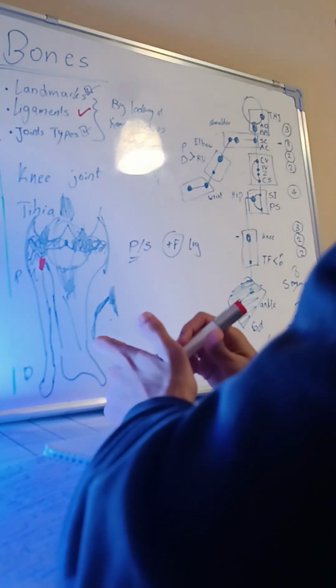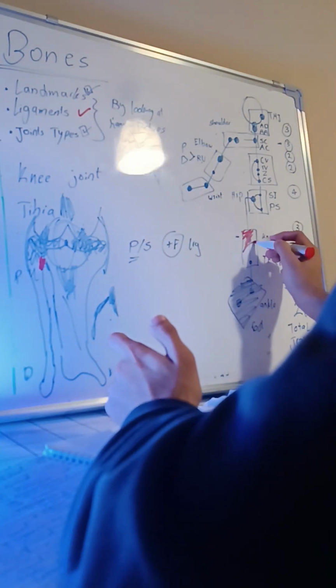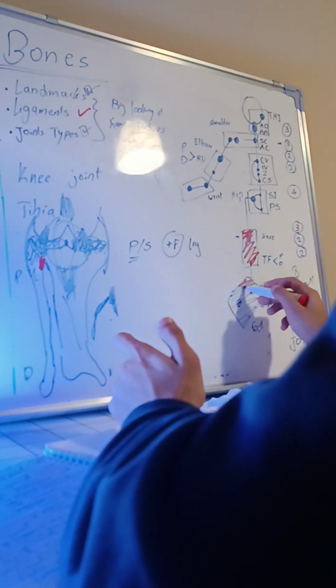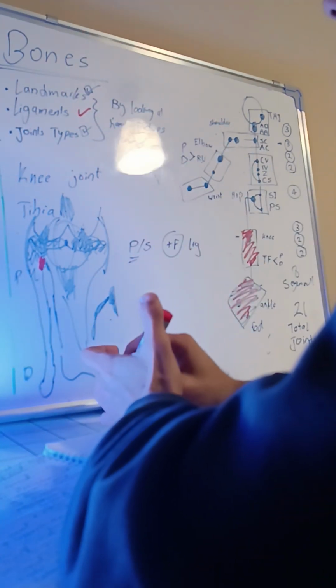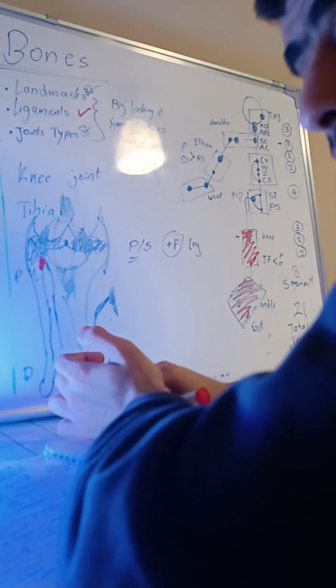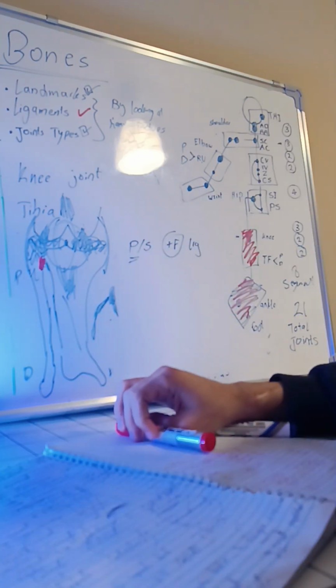Thank you so much. That was all for the knee joint. And now we have finished this part and this part, talking about the landmarks, the bony landmarks, the ligaments, and the joint types. Thank you.